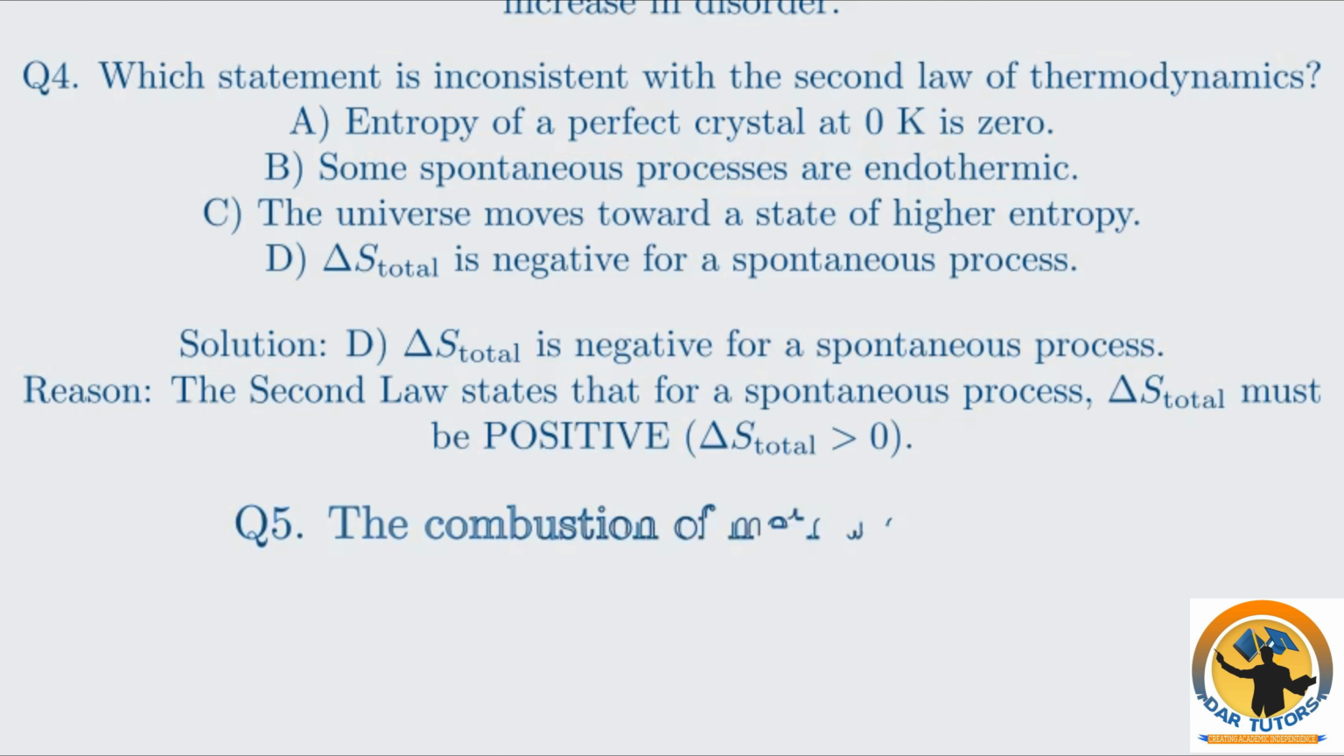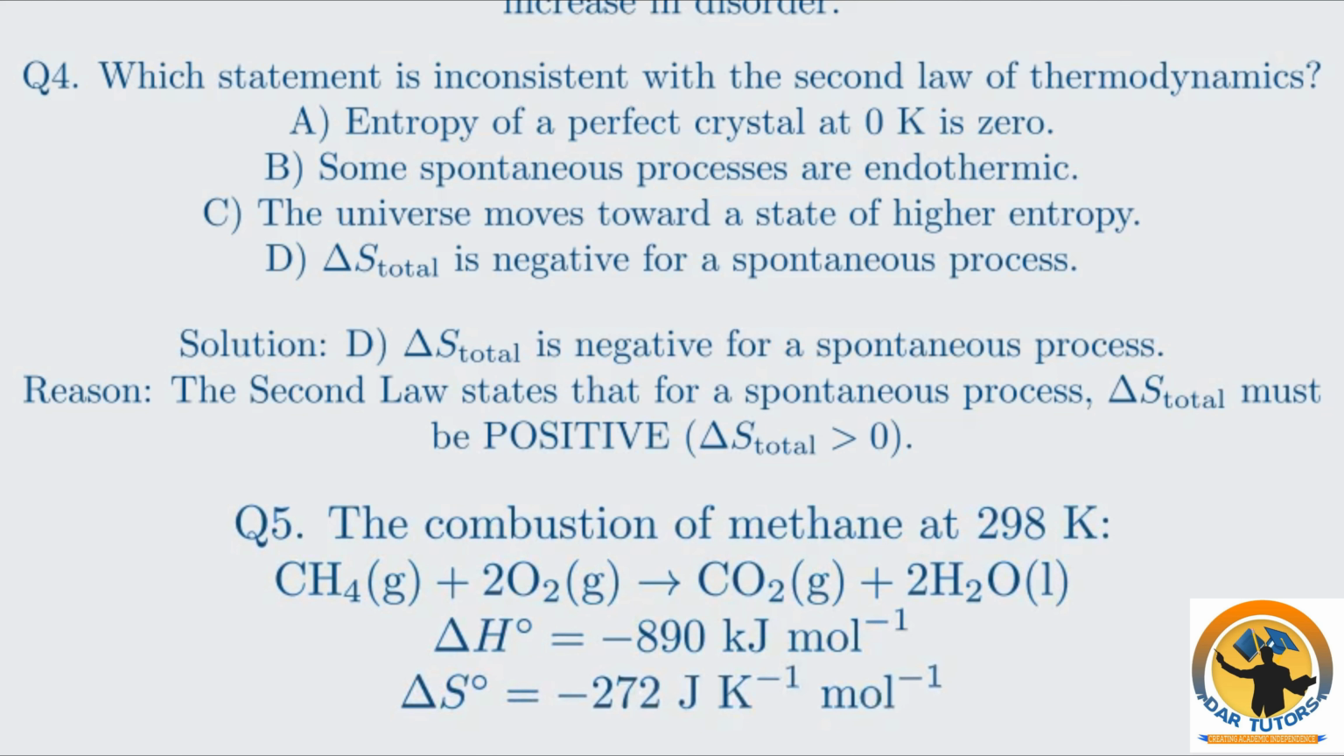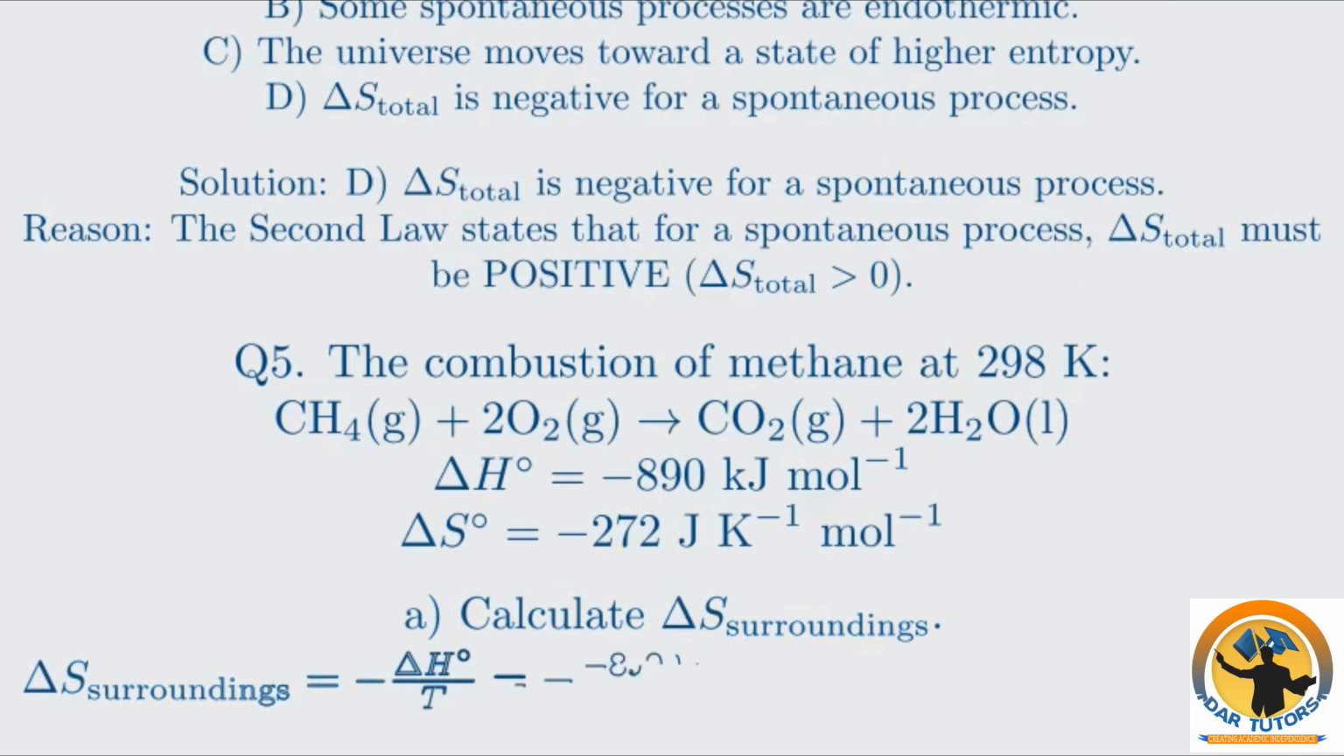Finally, question 5 is a multi-part calculation of spontaneity. Part A asks for the entropy change of the surroundings. Using the formula and converting units, we find that ΔS surroundings is positive 2987 J K⁻¹ mol⁻¹. It's positive because the reaction is highly exothermic.